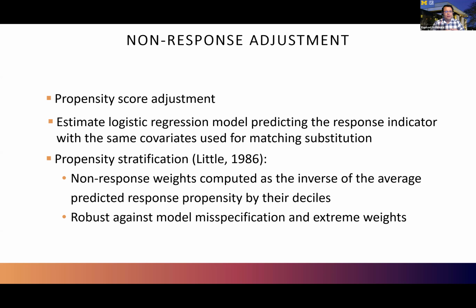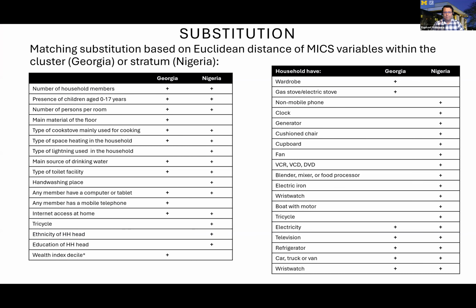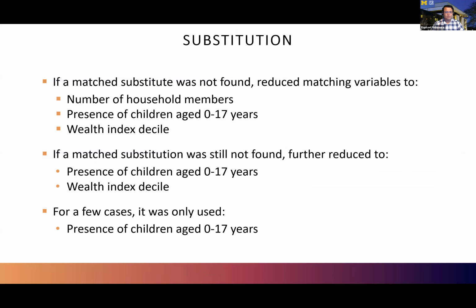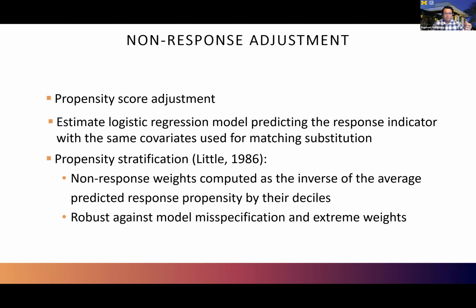To estimate these response propensities, we fit a logistic regression model predicting the response indicator. We have respondents and non-respondents in our sample, and we're trying to predict response. In the logistic regression model we used the same set of covariates that was used for matching substitution, the same variables we saw on this table, as predictors for response. Once we fitted that model, we computed predicted probabilities, predicted response propensities. One common method is to use the inverse of those response propensities as a non-response weighting adjustment, similar to how we use the inverse of selection probabilities as design or base weights.